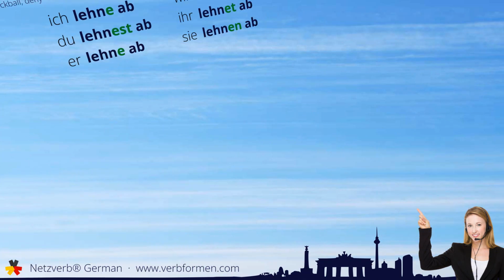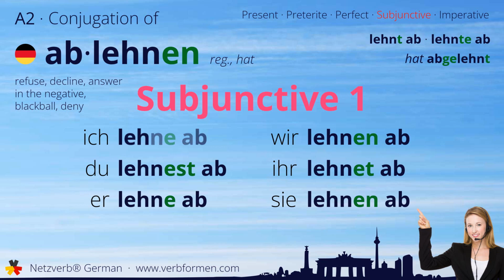Next up is the subjunctive one. Ich lehne ab. Du lehnest ab. Er lehne ab. Wir lehnen ab. Ihr lehnet ab. Sie lehnen ab.